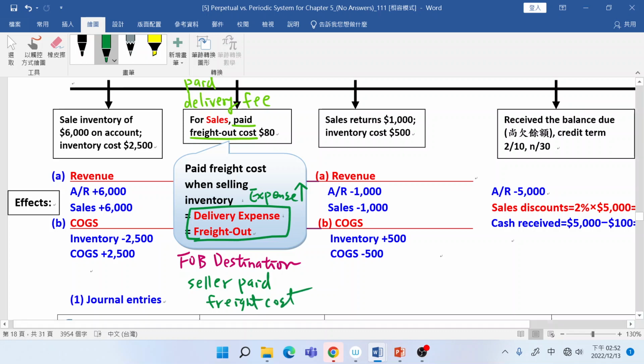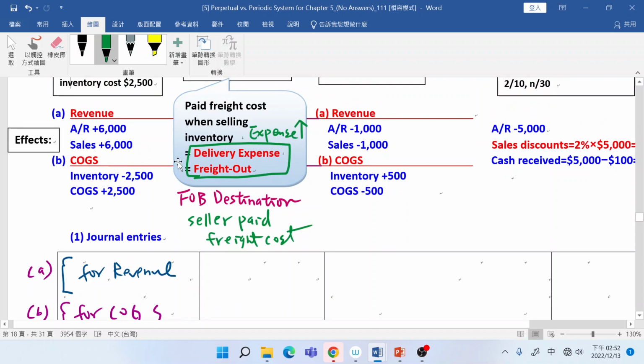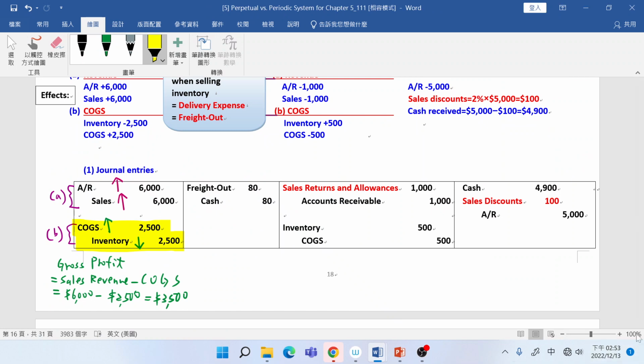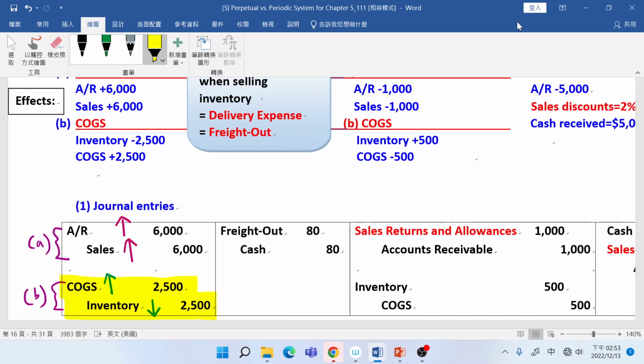Okay, so what's the debit, what's the credit? You paid the cash right now, so your cash decreased, right? At the same time, your expenses incurred. So what's the debit, what's the credit? Debit, freight out, your expenses incurred. That's your expense. Credit what? Cash, right? Because you pay the cash, so your cash decreases.